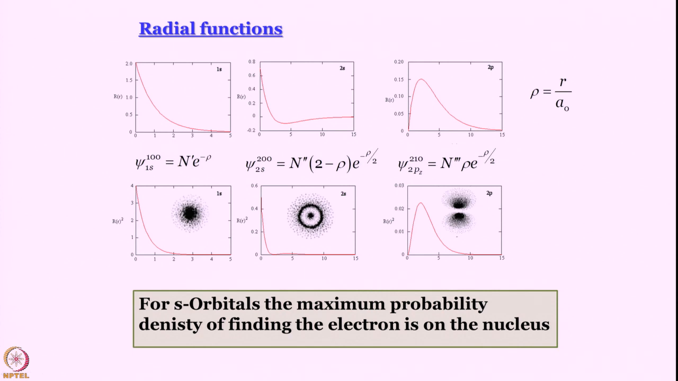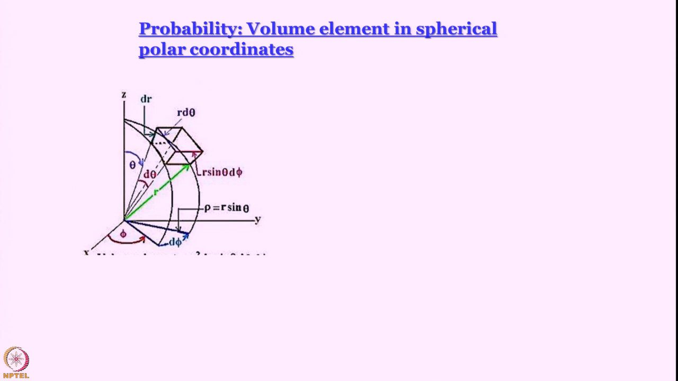What am I talking about? You will see what I am talking about. So, remember what probability is. Probability density is defined at a point. You cannot talk about probability of a point.